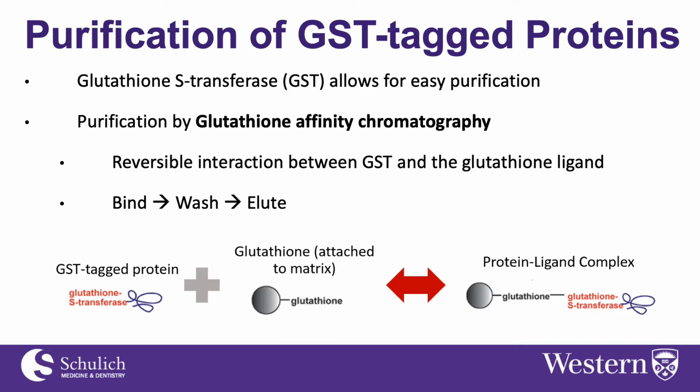GST-tagged proteins are fused with glutathione S-transferase. GST tags are used because they allow for purification without denaturation or the use of mild detergents. They are purified from a cell lysate using glutathione affinity chromatography. Purification is based on the strong glutathione-GST affinity interaction. GST-tagged proteins specifically bind to the glutathione ligand that is immobilized to a matrix. Because the binding is reversible, the GST protein can be eluted out in a subsequent step.